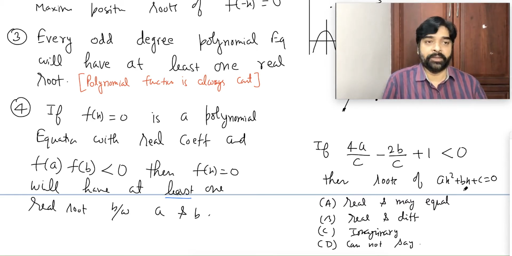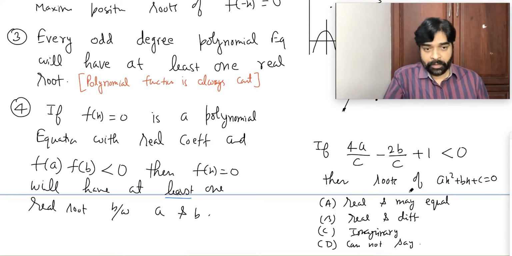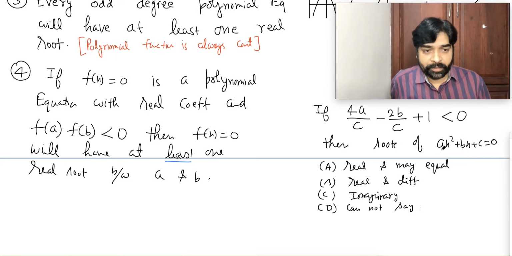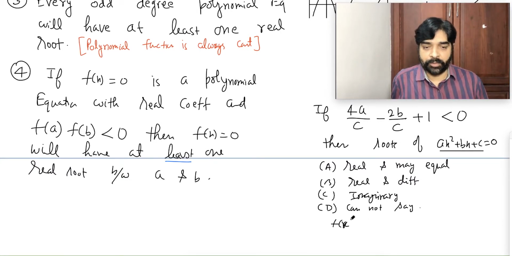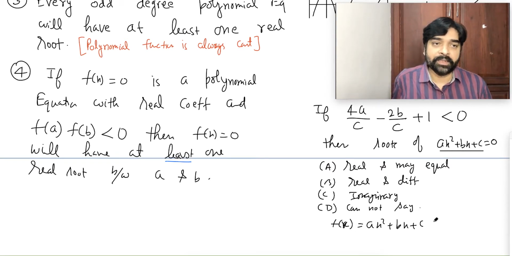Should I solve it? Look here. This I assume as f of x. f of x equal to ax square plus bx plus c. Yes or no?